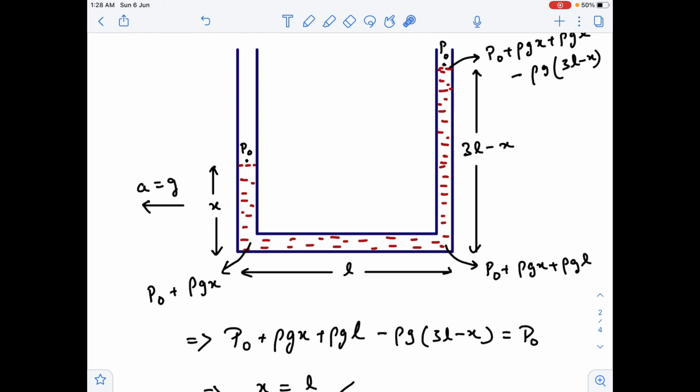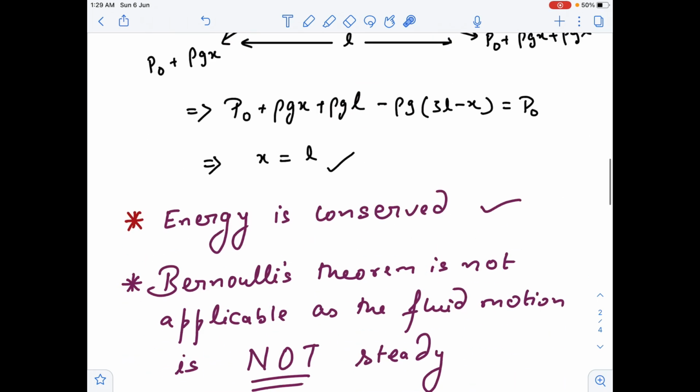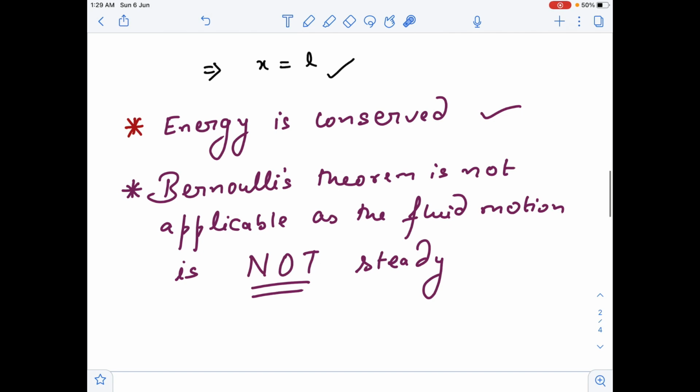Now we need to find the gauge pressure at the midpoint, that is the absolute pressure here subtracted by the atmospheric pressure. One thing before solving that: can we apply Bernoulli's theorem here? First of all, energy is conserved, no doubt, because there is no friction at all, but Bernoulli's theorem won't be applicable in this situation because the motion of the fluid is not steady at all. So Bernoulli's theorem is not valid here.